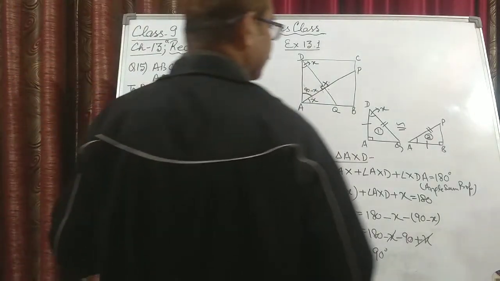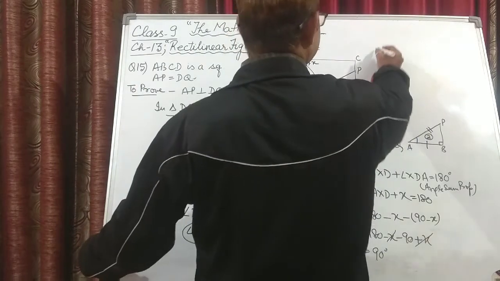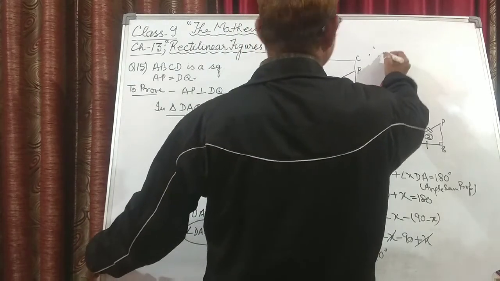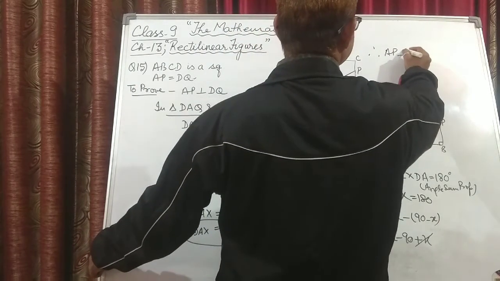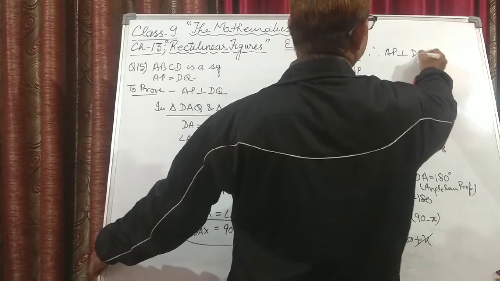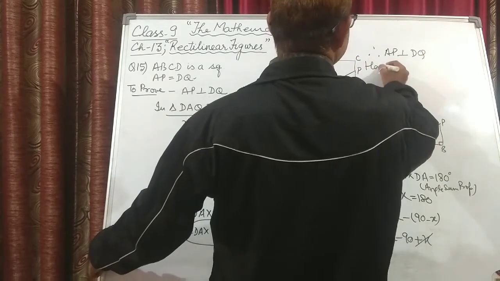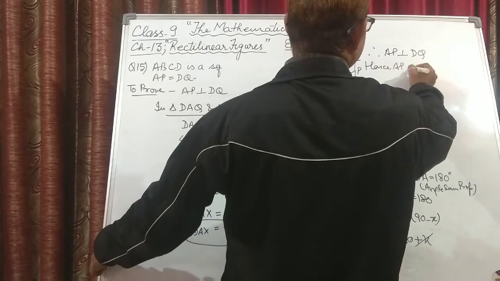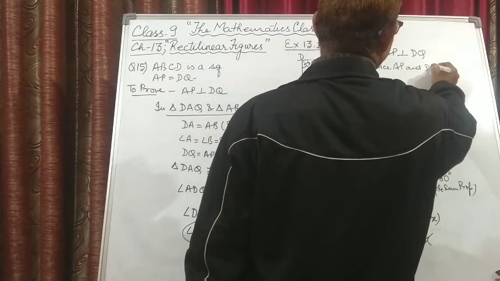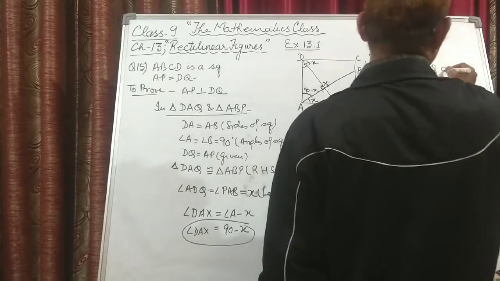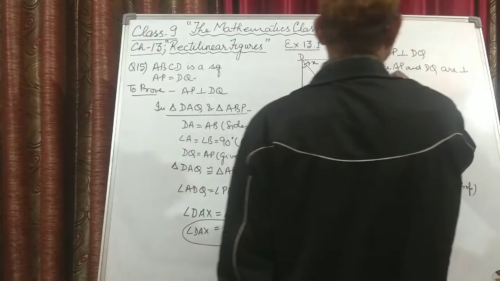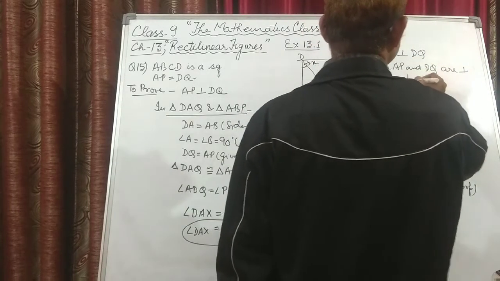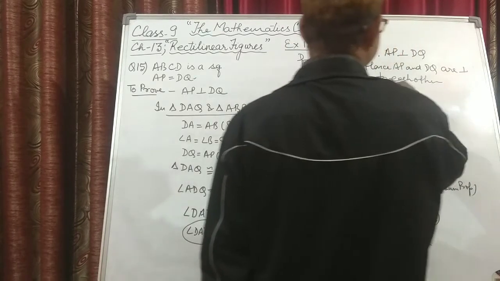So we can say one more line. Therefore AP is perpendicular to DQ. Hence AP and DQ are perpendicular to each other, and that is the proof.